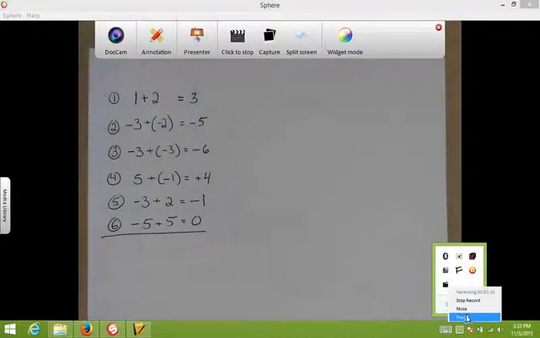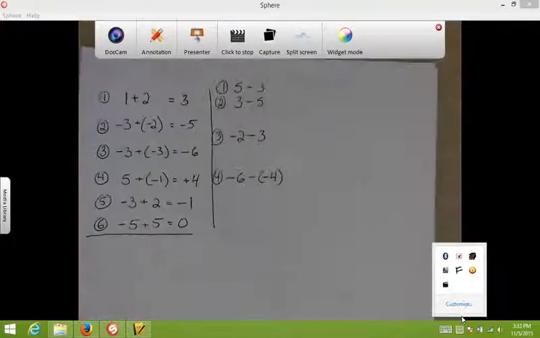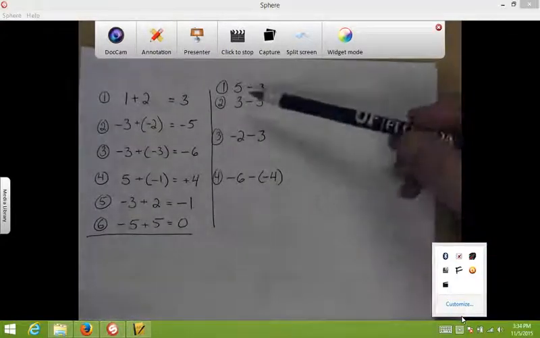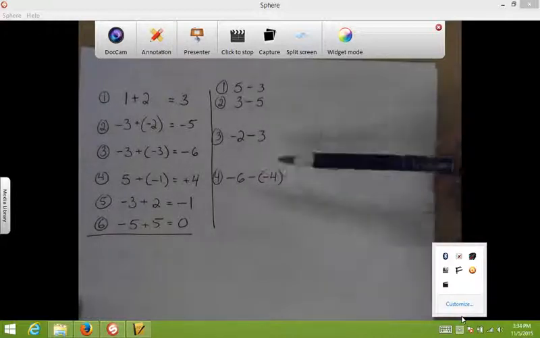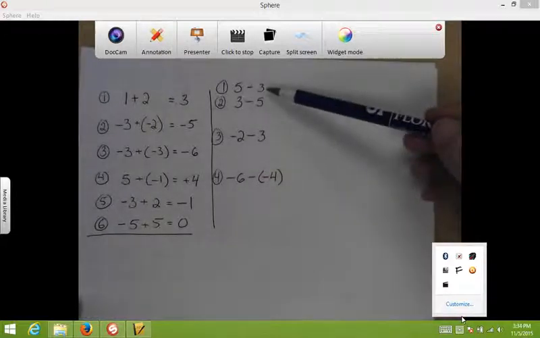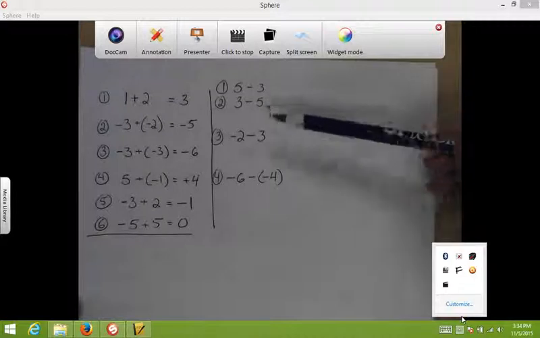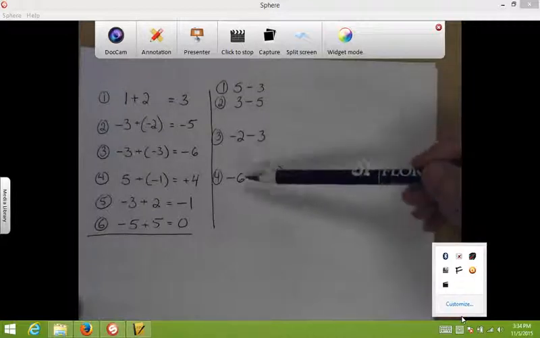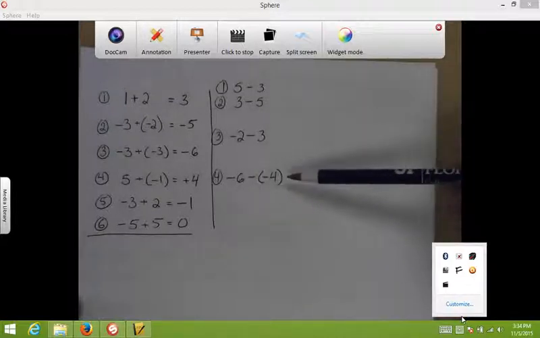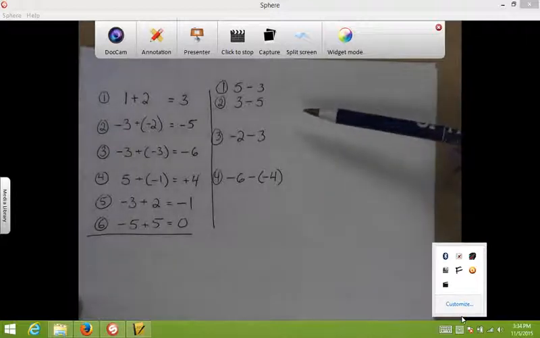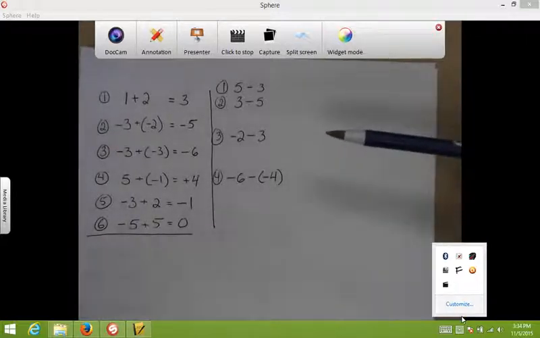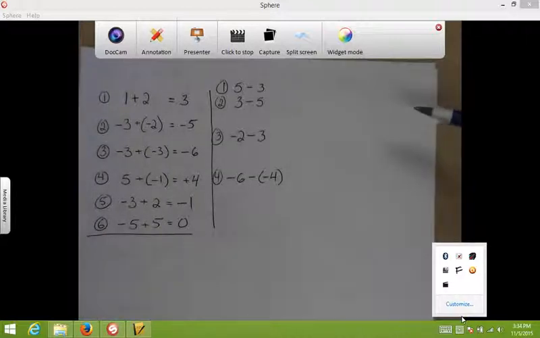The next thing that we are going to do is subtracting. Alrighty, so here are 4 subtraction problems. So go ahead and write these down. I've got 5 minus 3, 3 minus 5, negative 2 minus 3, and negative 6 minus negative 4. Go ahead and try your best on these ones and pause it. Press play when you're ready. Alright, if you hear this, you either didn't figure out how to pause the video or you're ready.